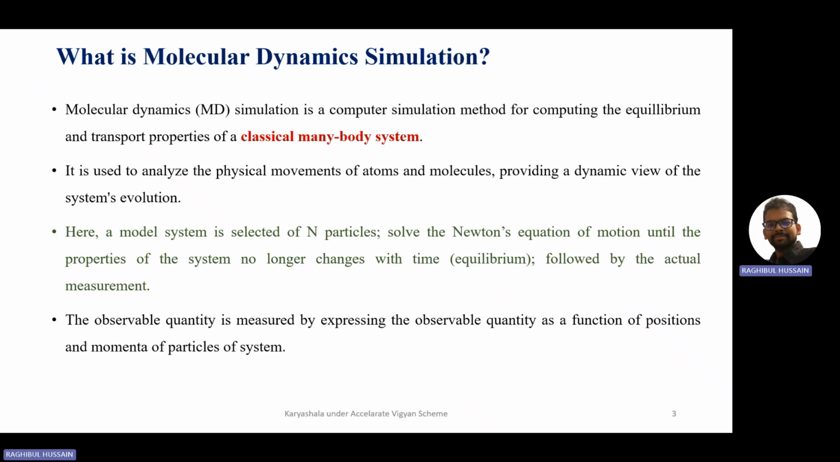Okay, how many of you are purely computational chemists or computational physicists? How many are experimental and how many are mixed? Just raise your hand. Pure computational chemist or pure computational physicist? How many? Pure. Experimentalist? And mixed? Okay, good.